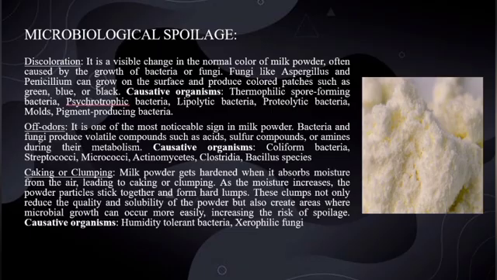The milk powder gets hardened when it absorbs moisture from the air. As the moisture increases, the powder particles stick together and form hard lumps. These clumps not only reduce the quality and solubility of the powder but also create areas where microbial growth can occur more easily, increasing the risk of spoilage. It is caused by humidity tolerant bacteria and xerophilic fungi.